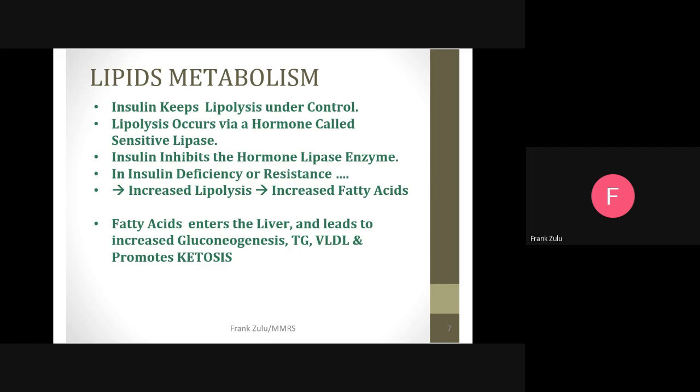Okay? As these triglycerides and very low density lipoproteins are being synthesized, if we go a bit back to biochemistry, you realize that oxidation of fatty acids gives you acetyl-CoA. Then after acetyl-CoA, you end up having... acetyl-CoA will be converted to what?